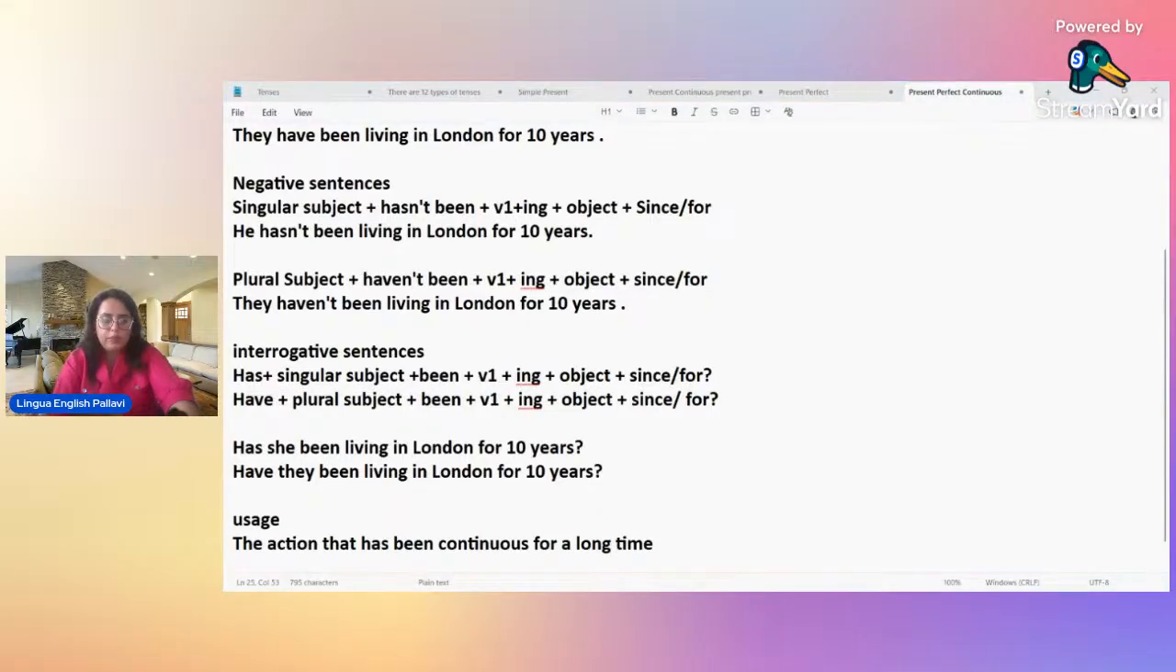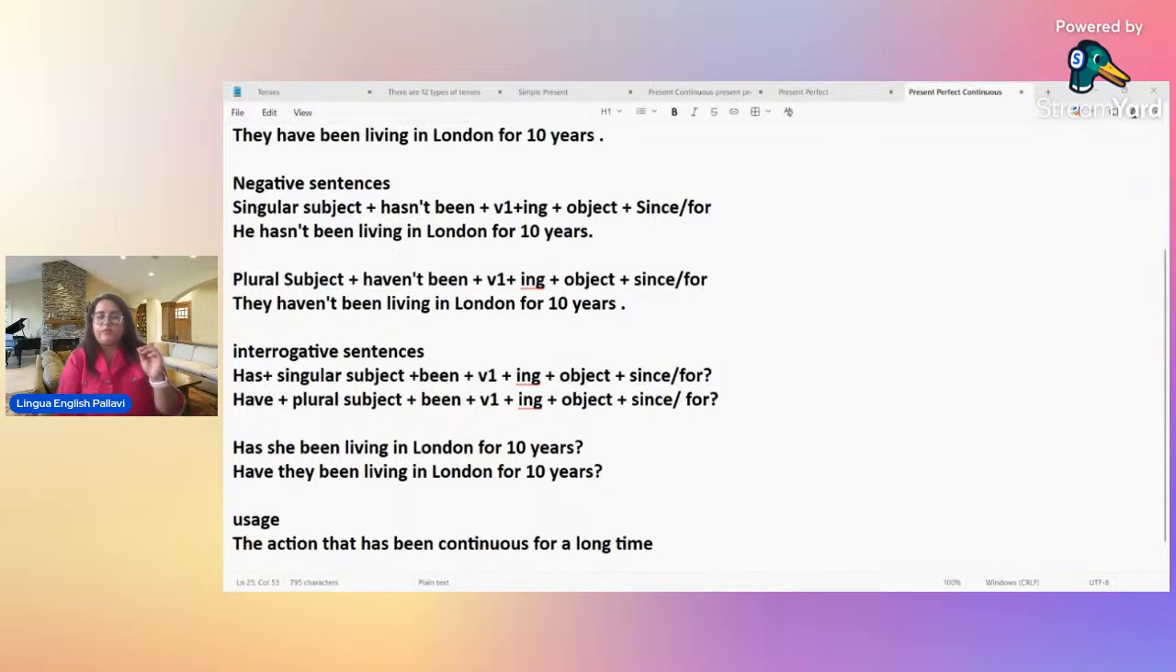For example, जैसे कि here what I've given the example, he has been living in London for 10 years. That means कि वो 10 साल से लेके अभी तक रह रही है लंदन में. तो जो एक्शन हमारा बहुत लंबे टाइम से अभी तक कंटिन्यू है, there we use present perfect continuous. I believe all the four present tenses are clear to you. Let us do a quick review.